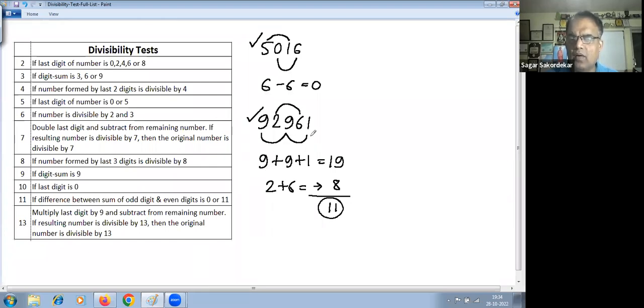Add all digits at odd places, add all digits at even places, and subtract. If you get 0 or 11, the number is divisible by 11. Any questions?